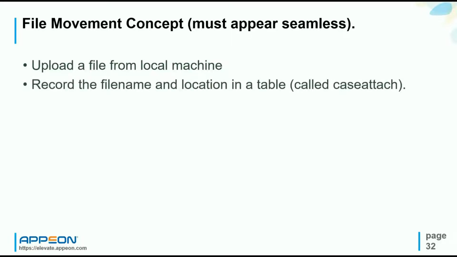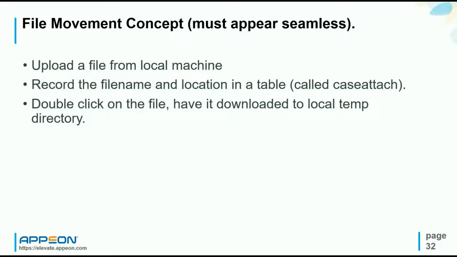Okay, so this file movement concept, again, must appear seamless. So what I want to do is be able to upload a file from a local machine. If I've got an Excel file, Word file, PDF, whatever it is, I just want to be able to upload anything from the local machine. Well, within, of course, the constraints that I've given it. And then I want to record the file name and location in a table. In this case, the table is called case attach. I want to be able to double click on the file, have it downloaded to the local temp directory. And this is that seamless approach. I want it to look just like I'm sitting there.